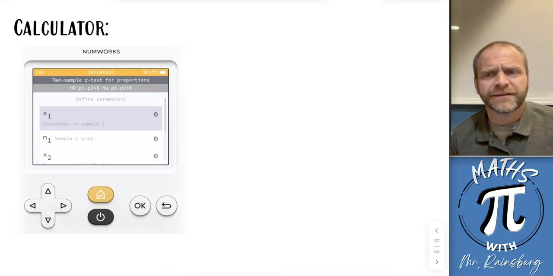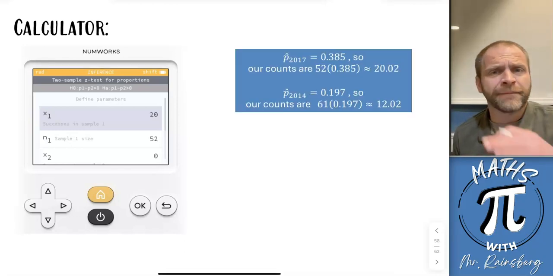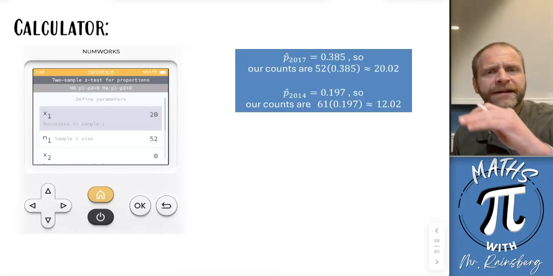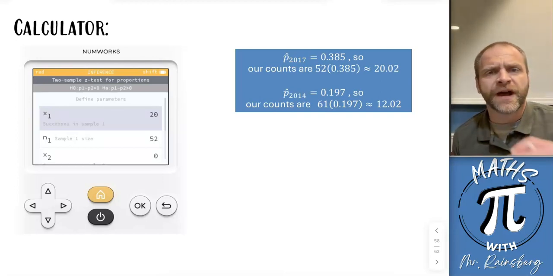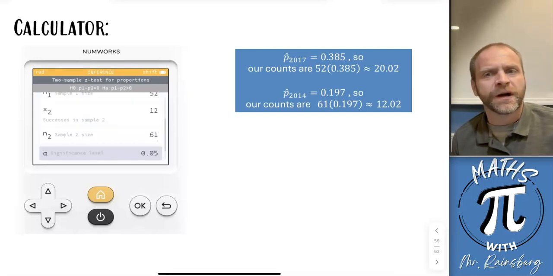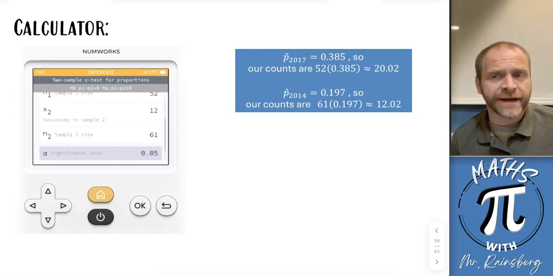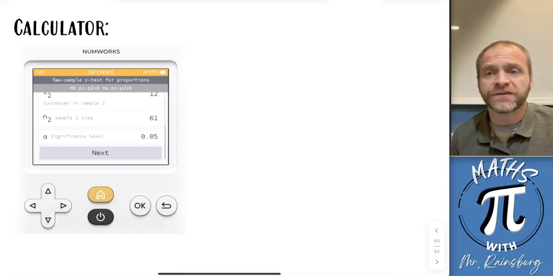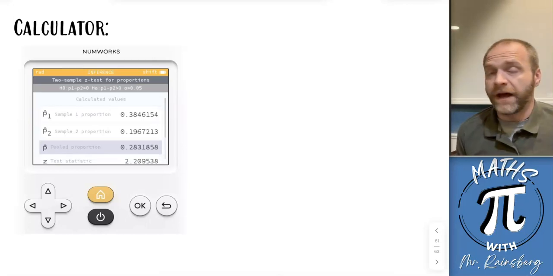Now I need to define my parameters: successes from the first sample and my sample size from the first sample. I have to pull up what I had written down right here. I had 20 out of 52 and 12 out of 61. So I'm going to type in 20 and 52, then go to the second sample and say I had 12 successes out of a sample size of 61, and an alpha level of 0.05. So I type that in, and then I go to the next button. That's all the values I needed.